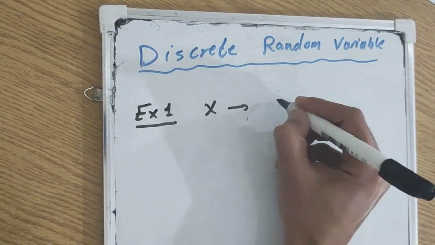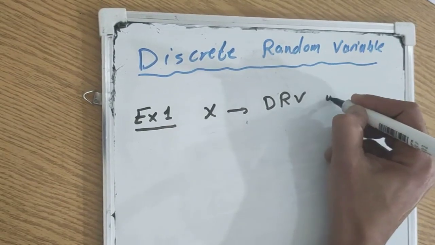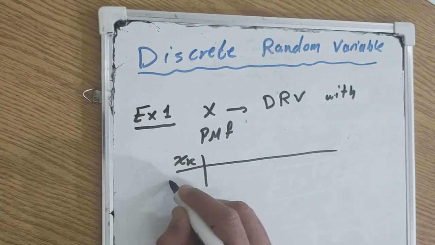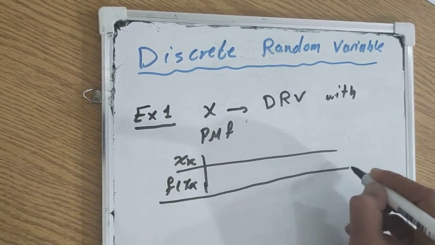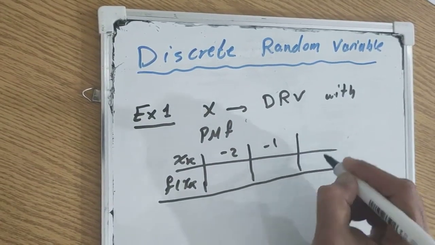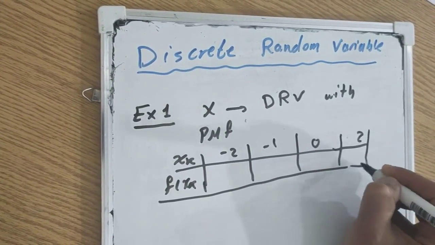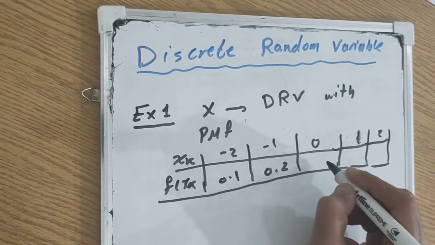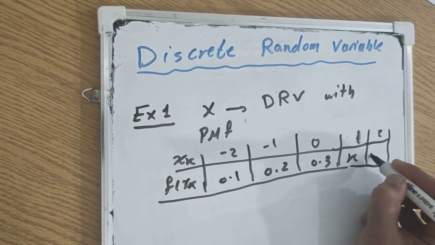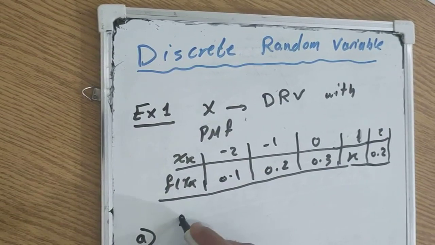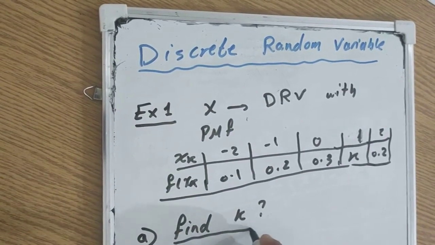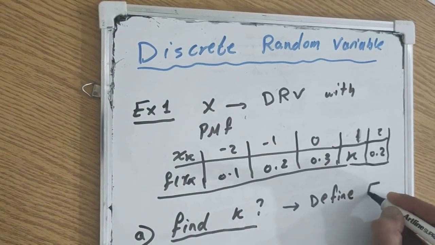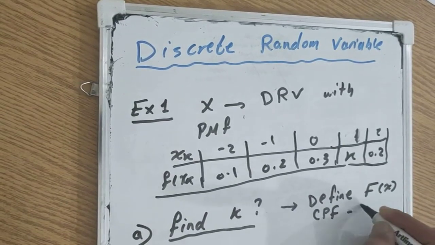If X is a discrete random variable with a probability mass function given as x_k and f of x_k, where x_k is equal to -2, -1, 0, 1 and 2, and f of x_k is 0.1, 0.2, 0.3, k, and finally 0.2. Required number 1: find the missing value k and define the cumulative function CDF and draw it.